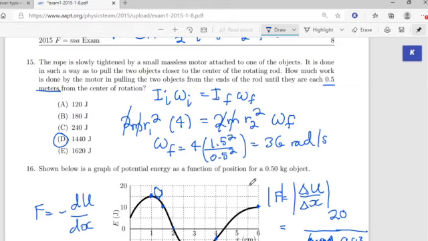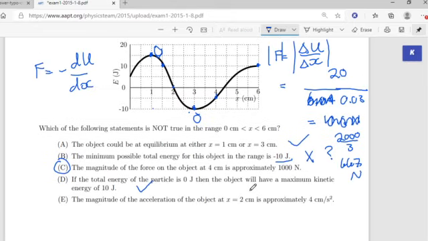Okay, so the object is 0.5 kilograms. Okay, the magnitude of acceleration of the object at x equals 2 centimeters. So here is approximately 4 centimeters per second squared. Okay, so we can, I guess, sort of find the slope here.